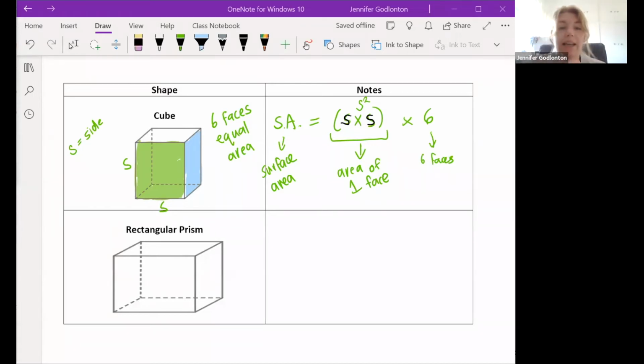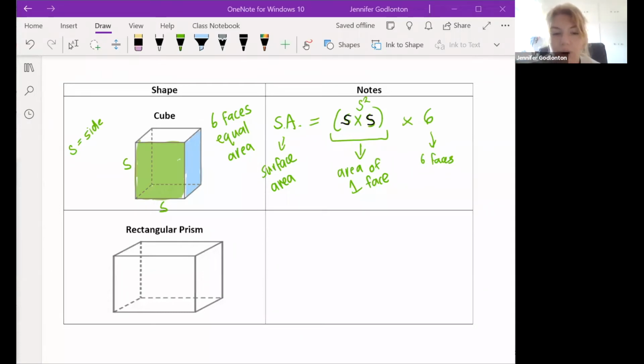Okay, so Mhlengi, volume is what is inside our 3D object, and surface area is what is on the outside of our objects. So they're very, very different. For surface area, our units are always going to be squared, and for volume, our units are always going to be cubed. Yes, exactly. All the faces are equal in a cube.